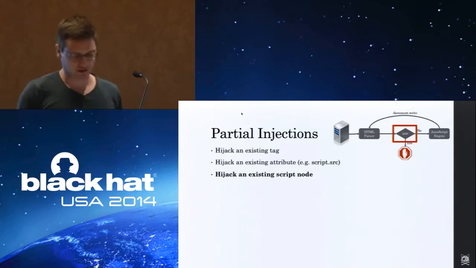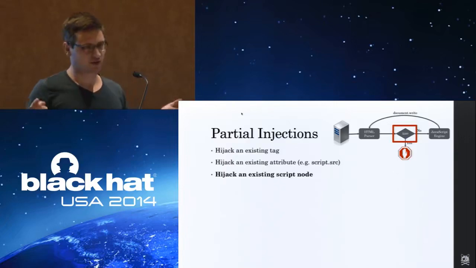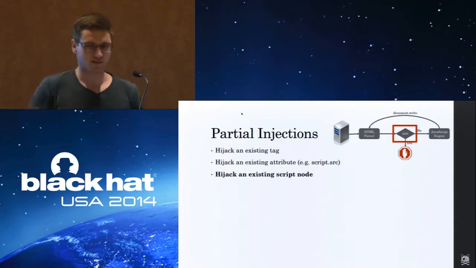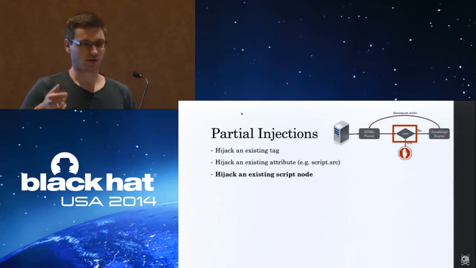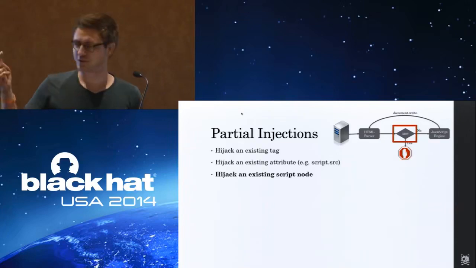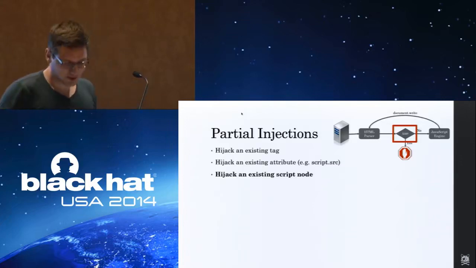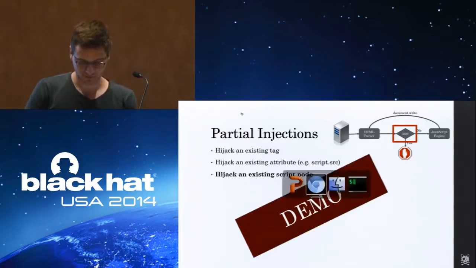For example, you can hijack an existing tag or an existing attribute. Think about a script source where there's an assignment. You have a document write saying script source, and then comes the user input. This is the partial injection. And as Martin said already, for scripts, Chrome looks for not only the attribute's value but also the name. So the name would not be contained in the request, only the value. This is obviously a bypass. And then there's a third way of going about it, which is what I'm going to show you. It's a small demo: hijack an existing script node.